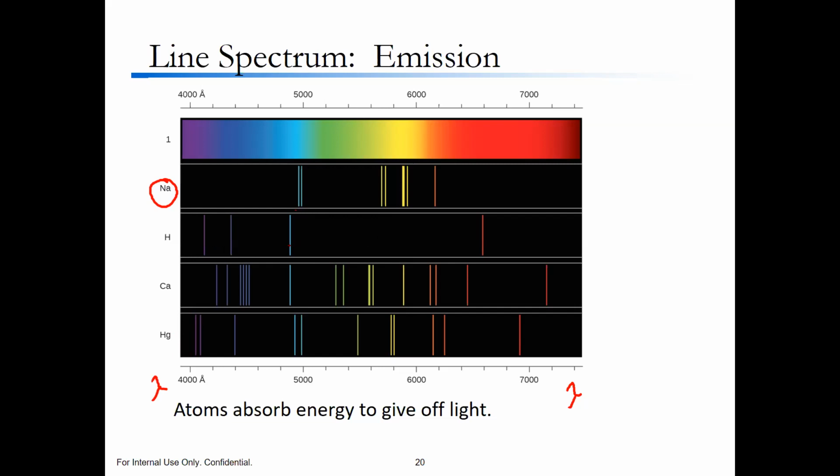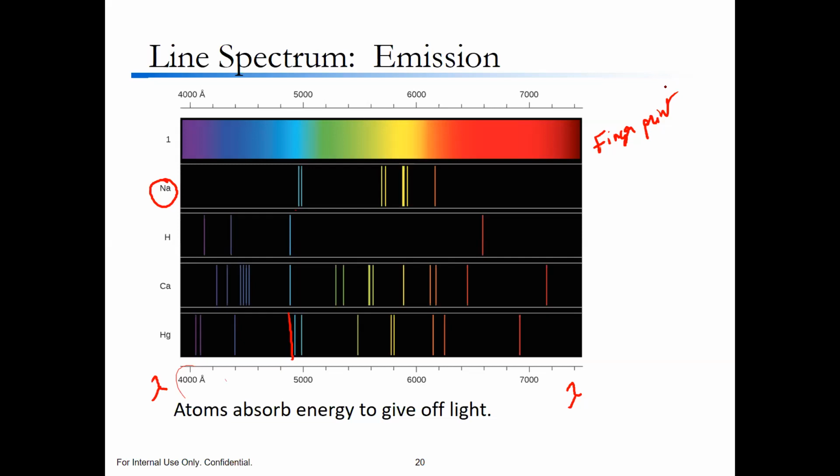But what happens? A different pattern, and not just a different pattern, but different wavelengths, right? So we have a different pattern and different wavelengths. So we call this a fingerprint. Why do you think we call this a fingerprint? Do two people have the same fingerprint? Nope. It's unique to that element.